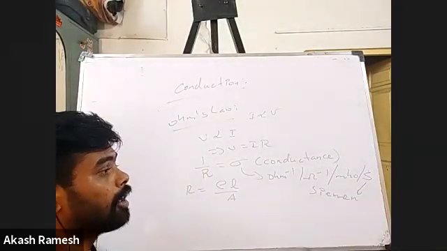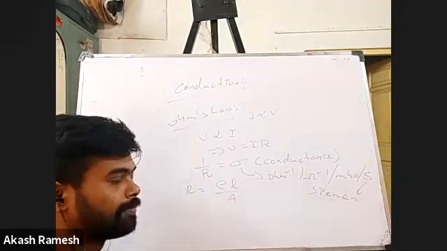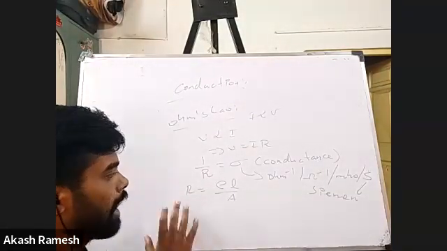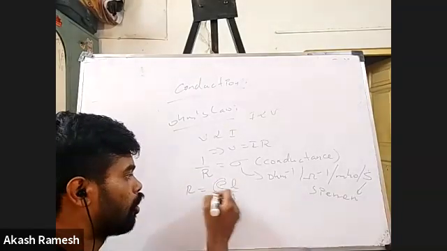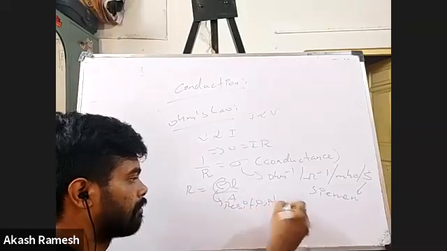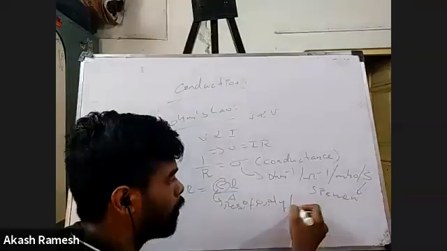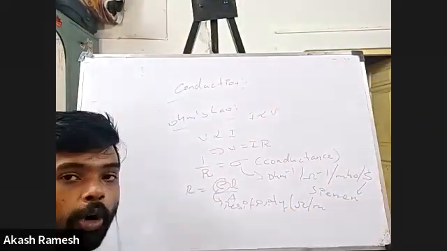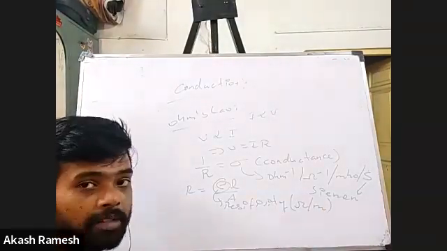Okay, so in electrochemistry we'll be using only Siemens, not any other unit. S is the unit of conductance. I already know R is equal to rho L by A, and I know this rho is what is called my resistivity. The unit of resistivity is ohm meter.